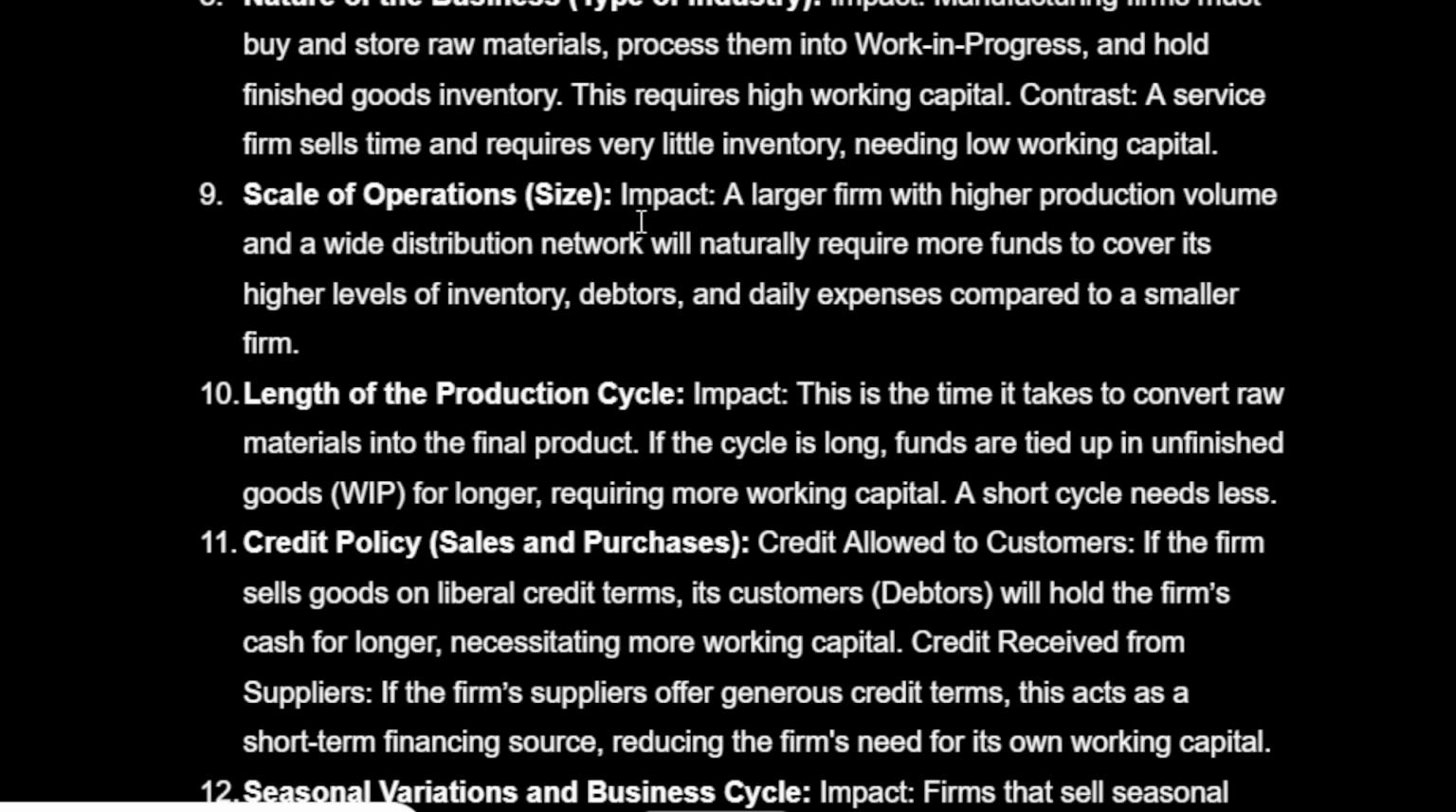Scale of operations, size. Impact. A larger firm with higher production volume and a wide distribution network will naturally require more funds to cover its higher levels of inventory, debtors, and daily expenses compared to a smaller firm.